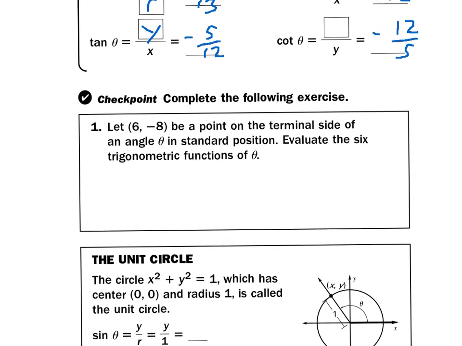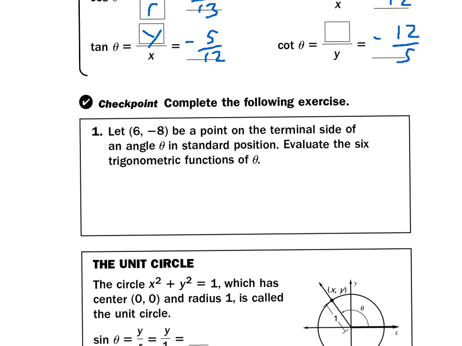Alright, you guys go ahead and take a look at checkpoint number 1 and see how you do. Just pause it for a sec. Alright, so hopefully you were able to draw this. What I would do if I were you is draw this thing. I would go to 6, negative 8. So 6, negative 8 is, I don't know, somewhere around here.